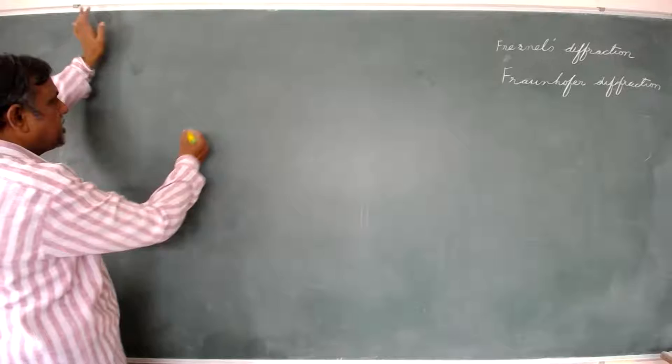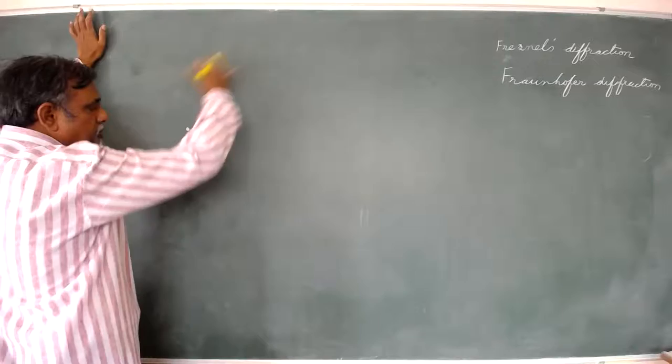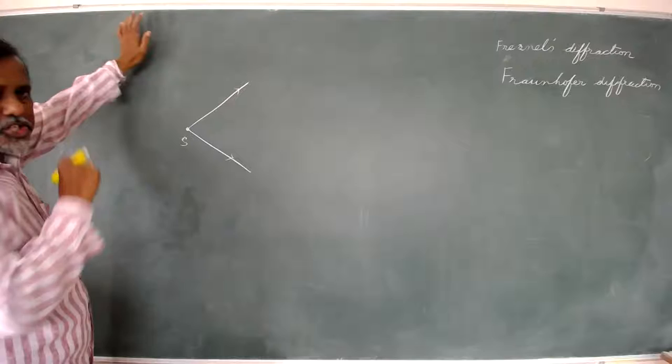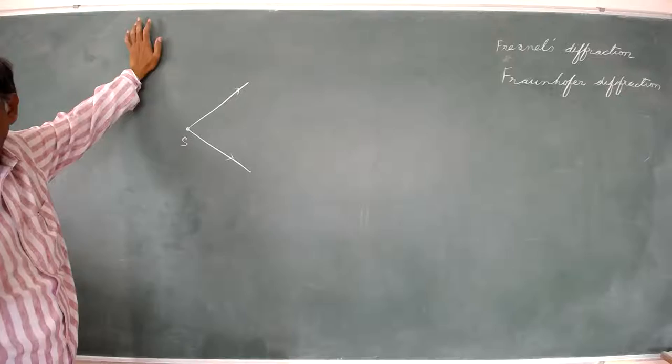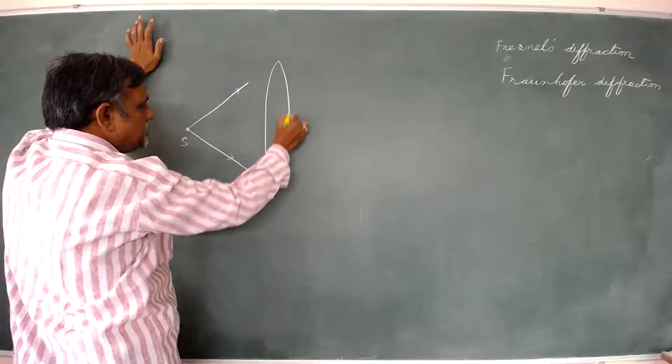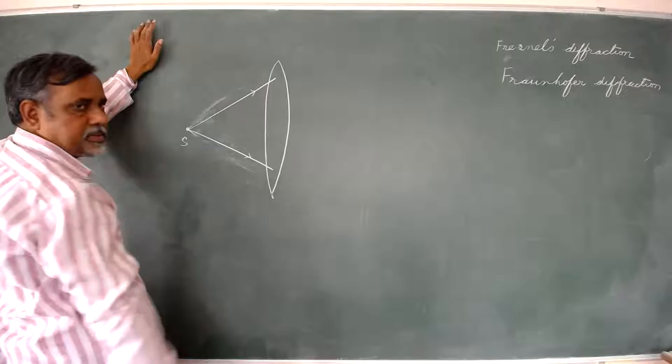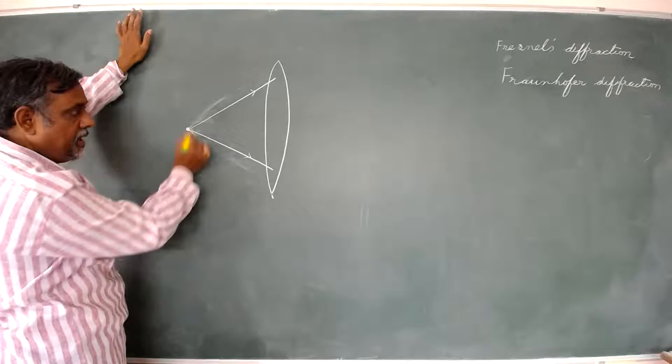Here I will be taking one source of light. From the source, the light rays are diverging. Now you need to convert these diverged light rays into a parallel beam of light. That is possible by using a convex lens. So this is a convex lens. These light rays are incident on this convex lens in this way. The condition is that this point, which is the source, has to be at the principal focus of this lens.